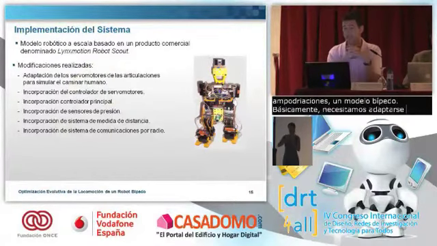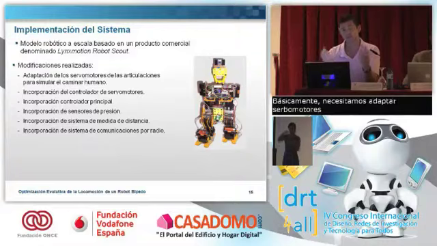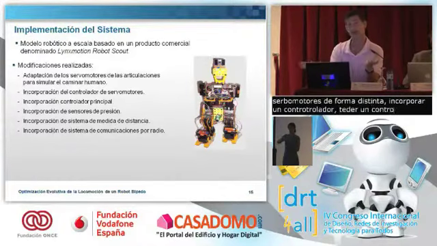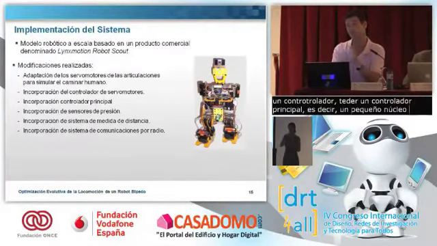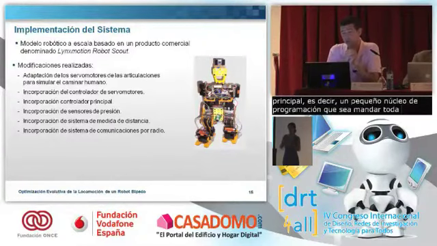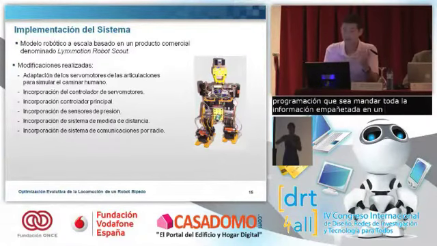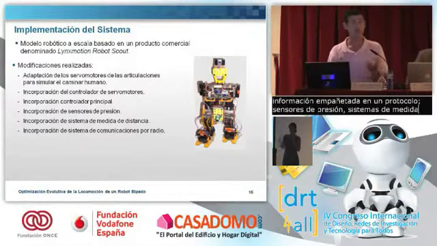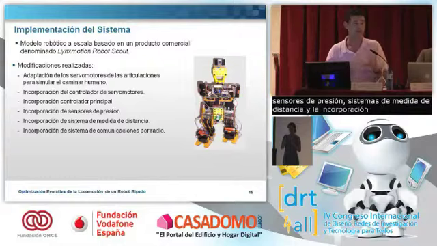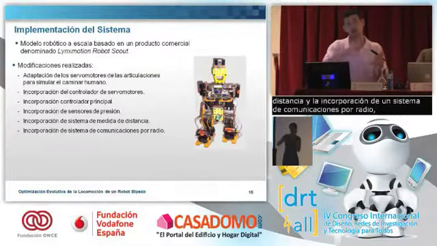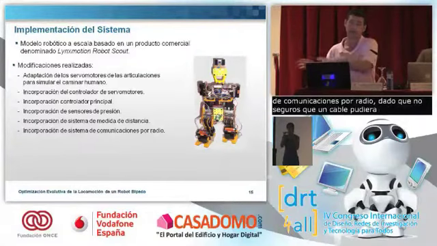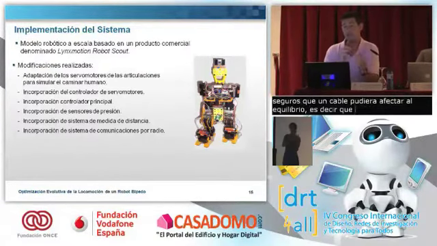So we needed to adapt servo motors to the joints. We needed to include a servo motor controller. We also had a main controller center that is able to send all the information in a protocol. We also needed to add pressure sensors, a distance measurement system, and also a radio communication system because we did not want it to trip over a cable, let's say.